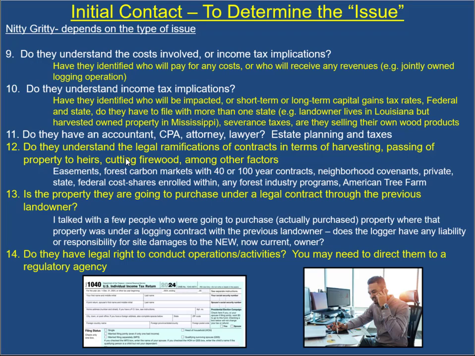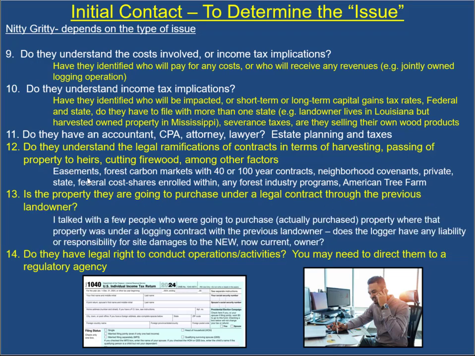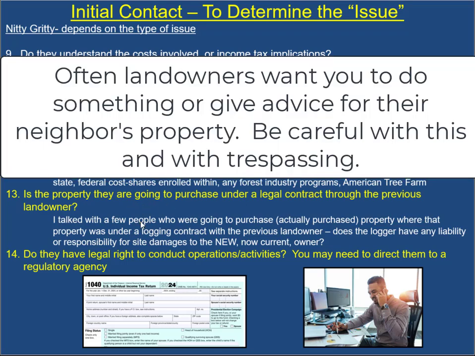Do they understand the legal ramifications of contracts, easements, forest carbon markets? If they're signing up for 40 or 100-year contracts, do they understand the legal implications? Once again, you don't need to know all that, but you need to let them know that they need to talk with an attorney for issues related to future harvest or passing of the property to heirs and so forth. Neighborhood covenants can become an issue, cost shares that they might be involved with, and do they even have the legal right to conduct operations and activities?